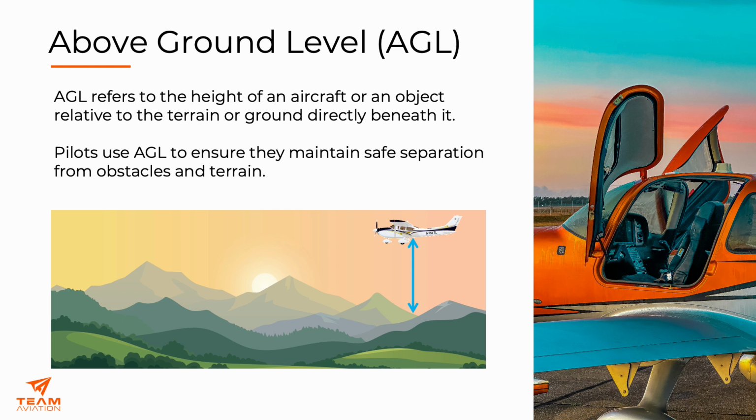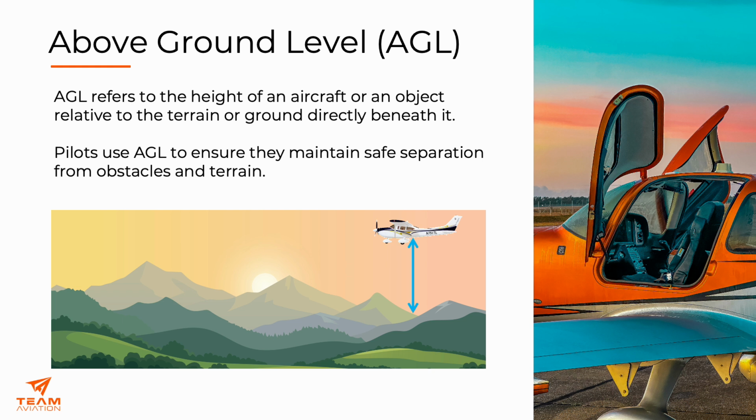landing, and low-level flying. For example, if an aircraft is flying at 2,500 feet above sea level, but the terrain below is at 1,800 feet above sea level, the aircraft is actually only 700 feet above the ground, right, which is its height above ground level.